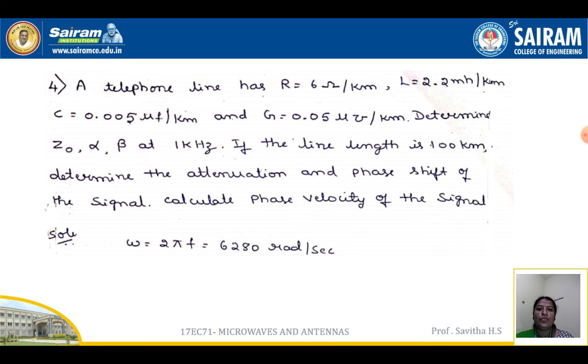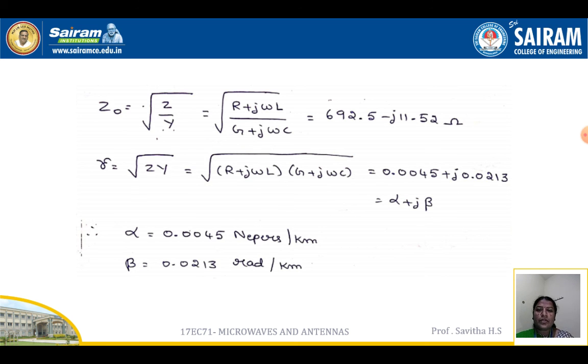So we know that omega is 2 pi f. The frequency is given in the problem. If I calculate the value, I'll get 6280 radians per second. Already we know Z0 is nothing but square root of Z by Y, where Z is R plus j omega L and Y is G plus j omega C. All the parameters are given in the problem. If I substitute the values, I'll get 692.5 minus j 11.52 ohms.